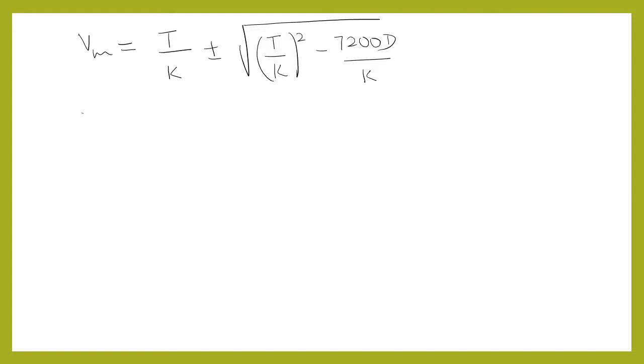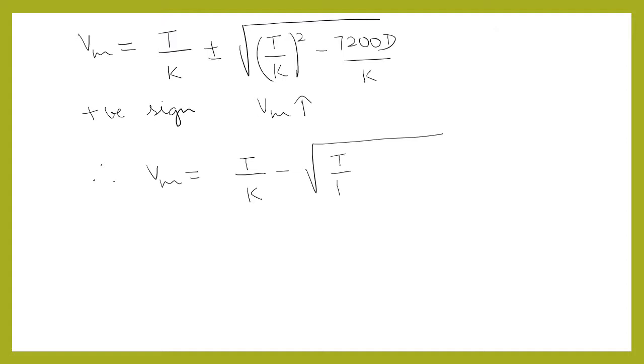Here the positive sign will not be used since it will give a higher value of Vm, which will not be a practical case. Therefore, we get the equation for Vm as t by k minus square root of t by k square minus 7200 D by k.